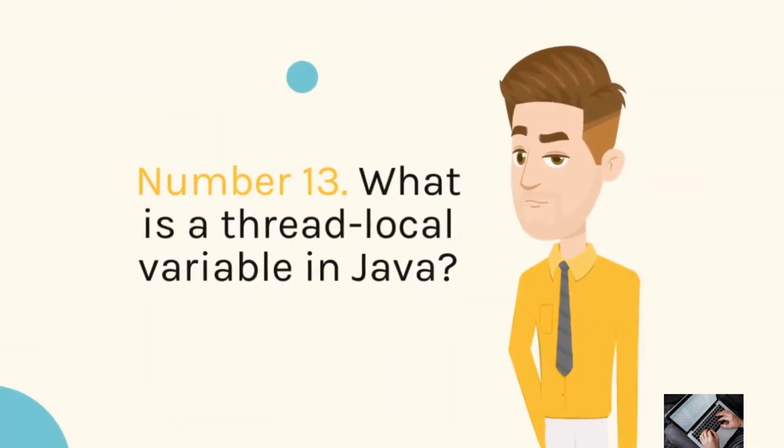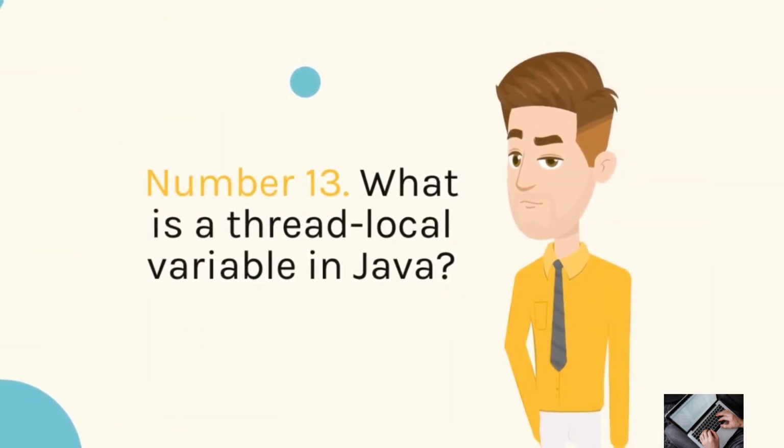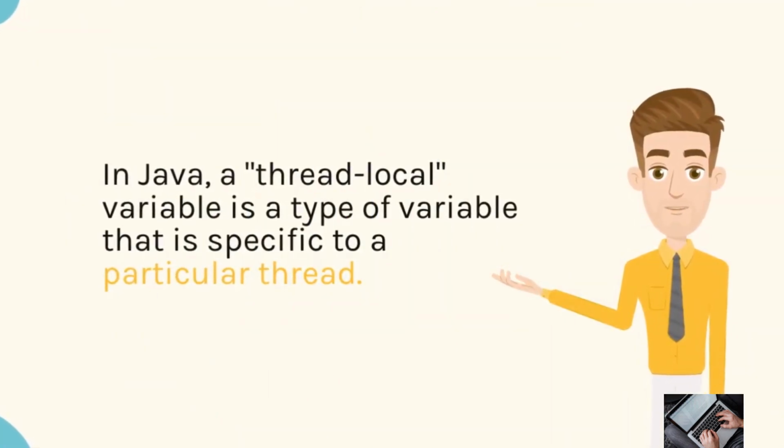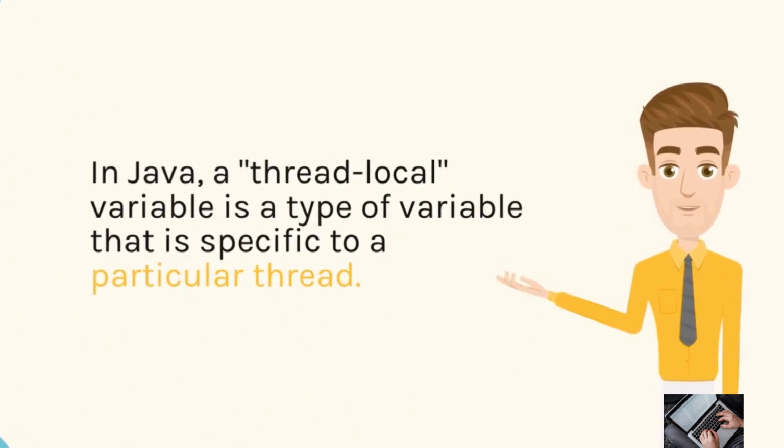Number 13. What is a thread local variable in Java? In Java, a thread local variable is a type of variable that is specific to a particular thread.